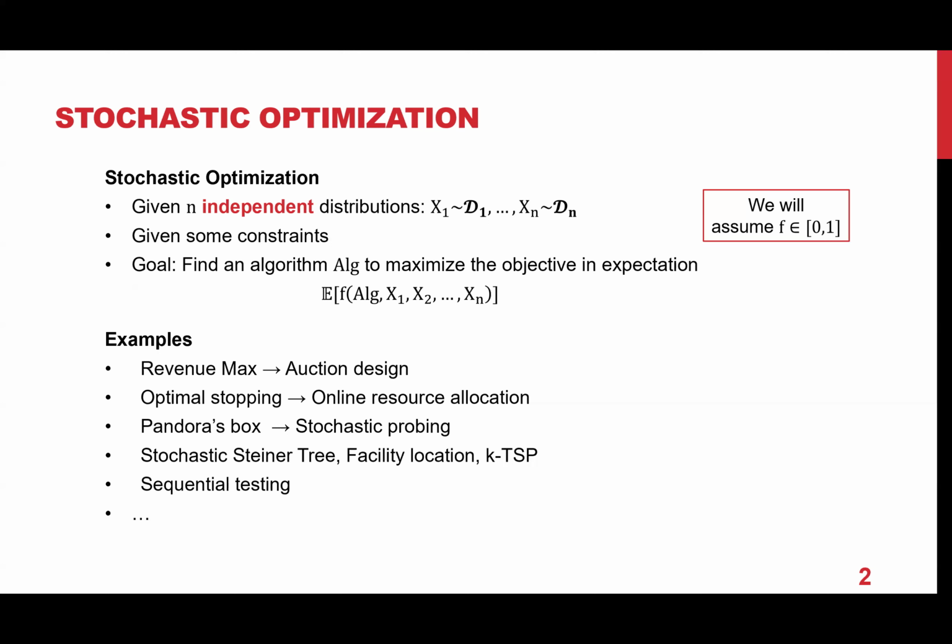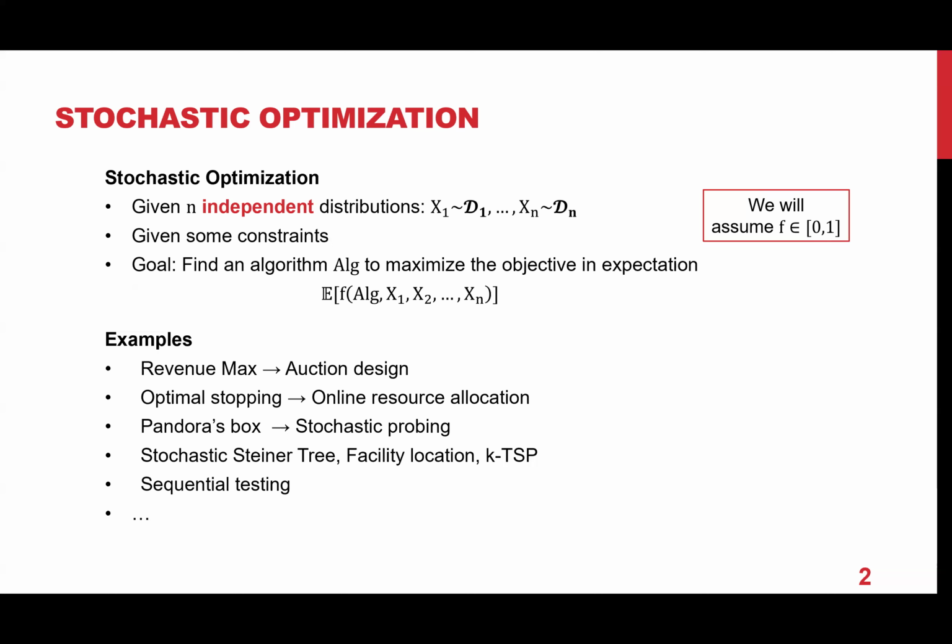And this is not just a toy example. It generalizes to very broad applications in auction design. We talked about the optimal stopping problem. This was very similar to the prophet inequality problem that Paul has been talking about. This generalizes to something called online resource allocation. We'll discuss more about online resource allocation tomorrow. Pandora's box generalizes to a bunch of stochastic probing problems, Gittins index, and so on. There are lots of other problems as well. Paul talked about stochastic Steiner tree, for instance, as an example. But you can talk about many, many stochastic problems in many, many fields.